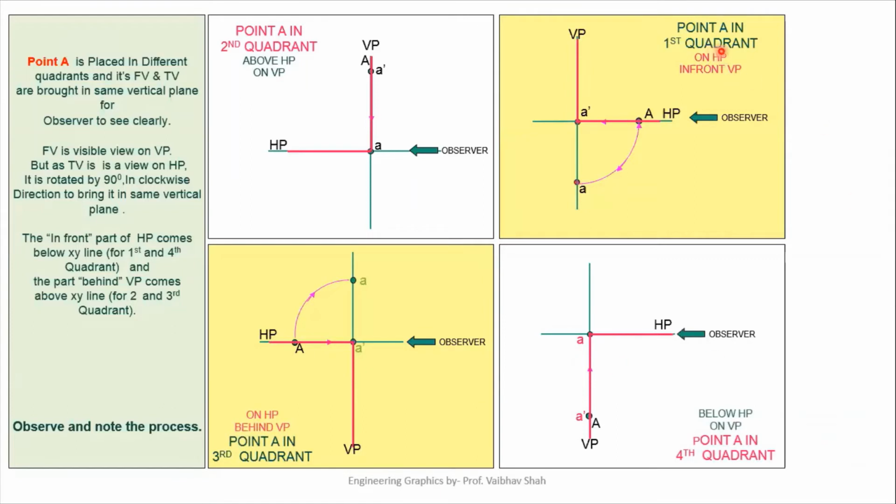First, point A is in first quadrant, in which the point is on HP in front of VP. Point in second quadrant is above HP and on VP itself. Third case, in which point A is in third quadrant, means we have the point somewhere here, resting on HP and behind VP. And last case, point is in fourth quadrant, below HP and on VP itself. This is your point A.